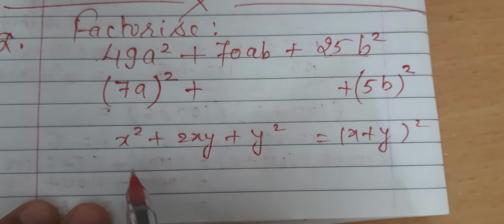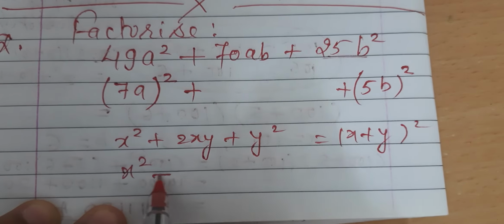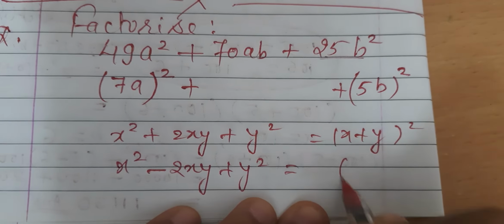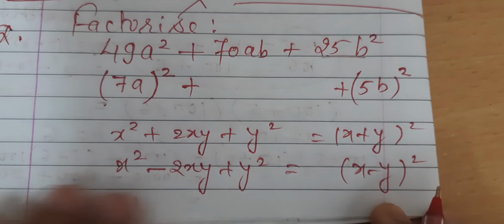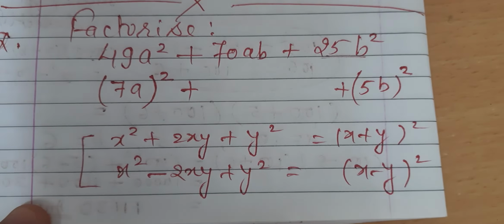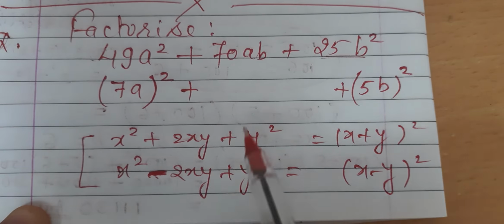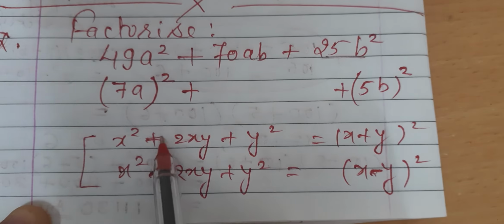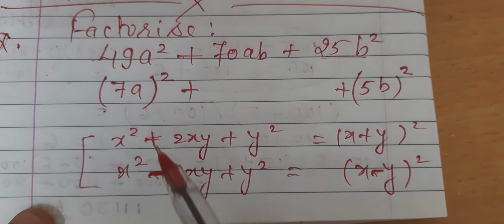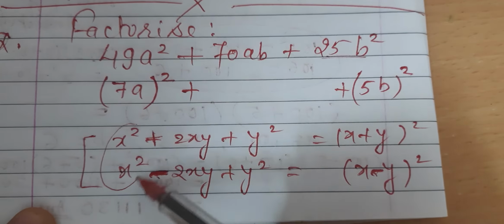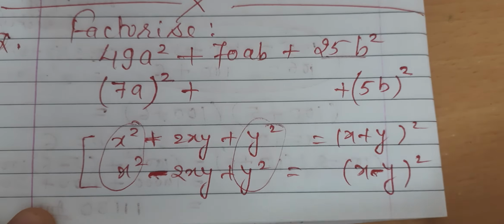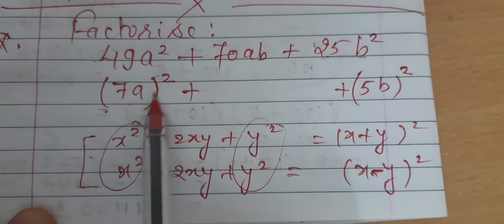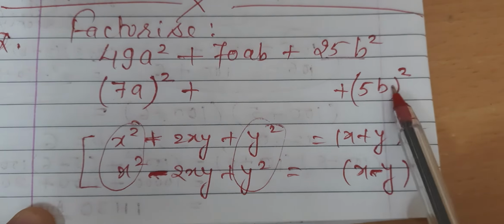Or the second identity is x square minus 2xy plus y square, which equals x minus y the whole square. So the only difference between the two identities is this minus sign. If you have a minus sign here, then we'll use this identity, and if it is a plus sign, then we'll use the first one. So in both the identities we have x square plus y square. Okay, so here see we are getting x square plus y square.